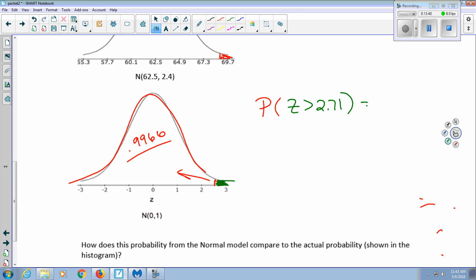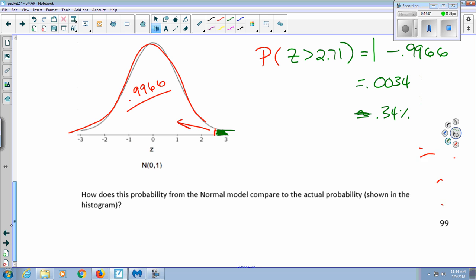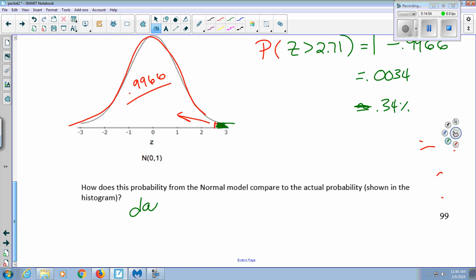And if we remember, this whole area is 1. So we can do 1 minus 0.9966, and we find that our area is 0.0034, or 0.34%. So that compares to the 0.44% that we found with the data model. So that's, again, a pretty good model.